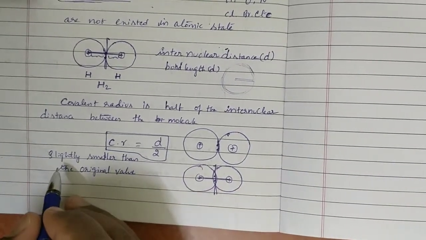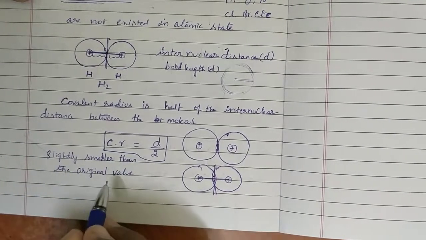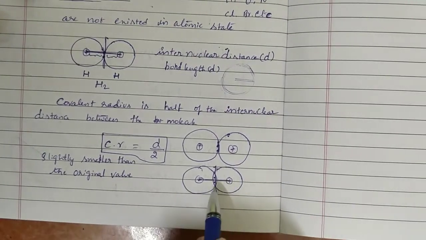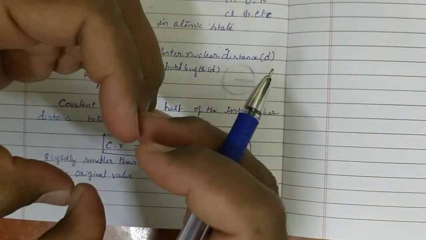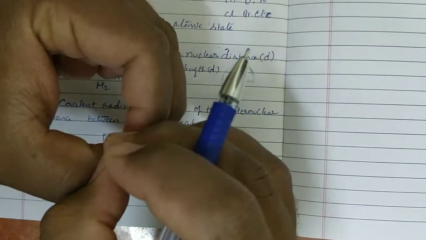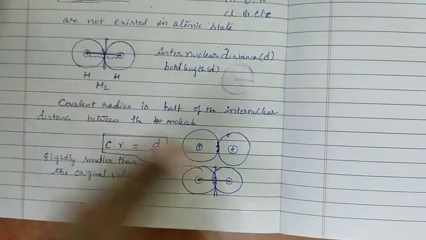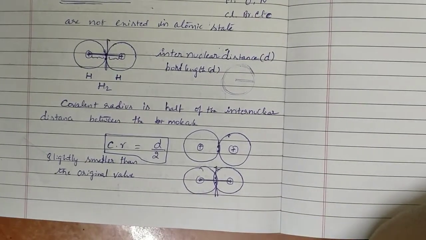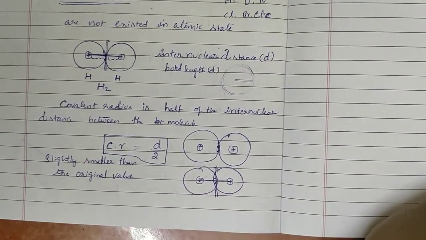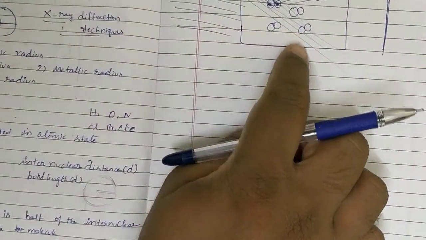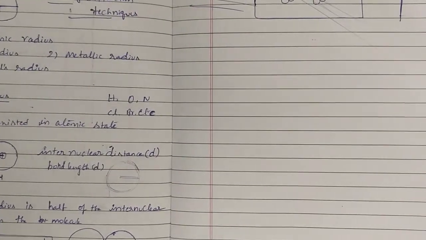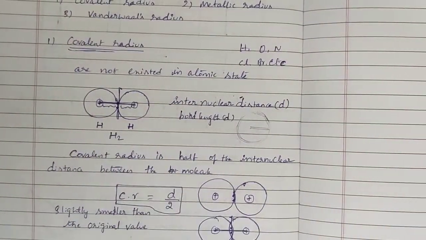But scientists have told that it is slightly smaller than the original value because the atoms are overlapping with each other. That's why they come a little bit closer. They are not in exact contact with each other. Because of that, the distance between the nuclei slightly decreases and half of the internuclear distance also slightly decreases. So the covalent radius we find by using X-ray diffraction techniques is slightly lower than the original value. This is about covalent radius.